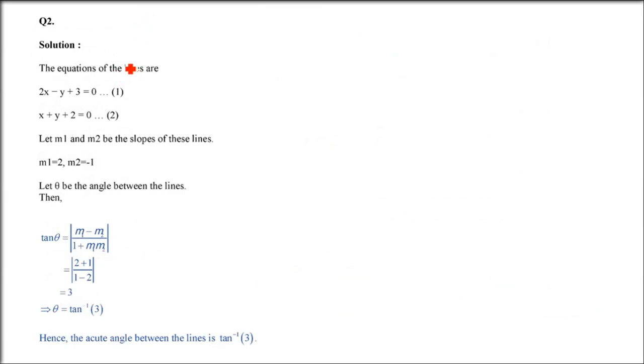This is question number 2. Find the acute angle between the lines 2x minus y plus 3 equals 0, x plus y plus 2 equals 0. So m1, the slope of this line, is 2, m2 is minus 1. Tan theta is m1 minus m2 by 1 plus m1 m2, that is 3 is going to come. Theta is tan inverse 3.